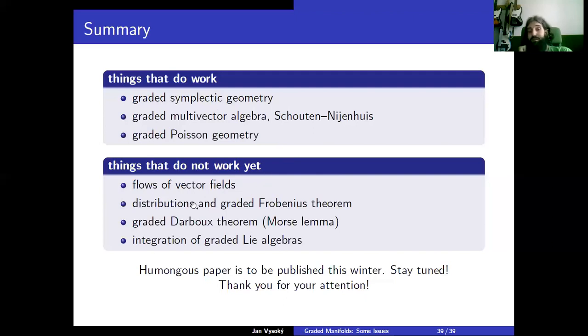What should be easy is the notion of a distribution and the graded Frobenius theorem, but I didn't have time to check that everything works. And also, since graded symplectic geometry works, there should be an analog of graded Darboux, which again suggests using some version of the Morse lemma, and this Morse lemma suggests again that we have to figure out somehow what a flow of a vector field is. And also integration of graded algebras should be examined a bit further. But yeah, that's basically all I wanted to say.